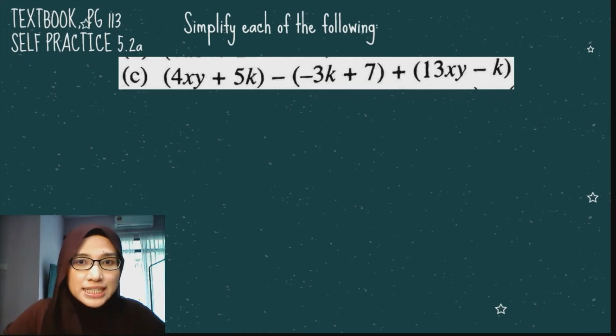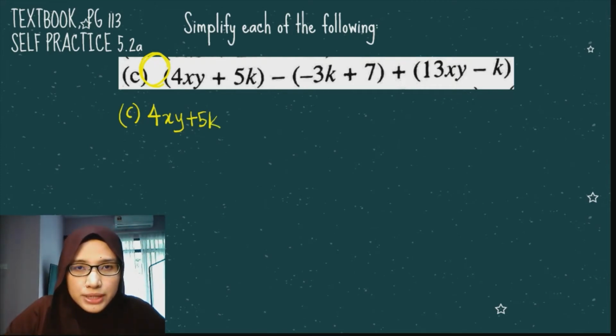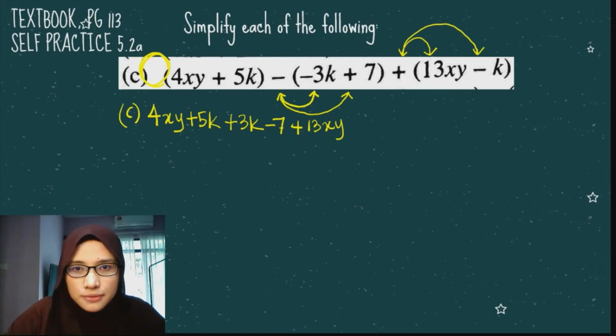Question C. We have 3 different brackets. Same as the previous question, we need to get rid of the brackets first. The first bracket, we don't have anything in front of the bracket. We just copy down the algebraic terms inside our first bracket. Second bracket, we have a minus sign. Minus multiplied with negative 3k, we will get positive 3k. And minus multiplied with positive 7, we will get negative 7. And next, our third bracket, positive multiplied with positive, we have positive 13xy, positive multiplied with negative, we get negative k.